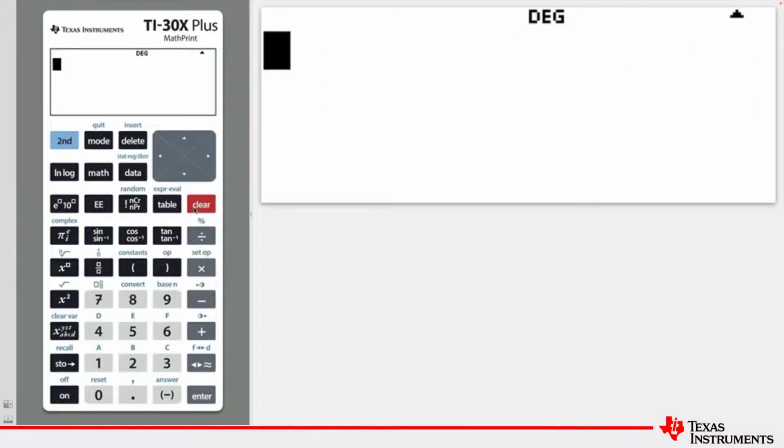In this lesson, we will be covering some calculations with index numbers. The following calculations show how calculations involving powers are completed. First example, 5 squared plus 2 to the 4.